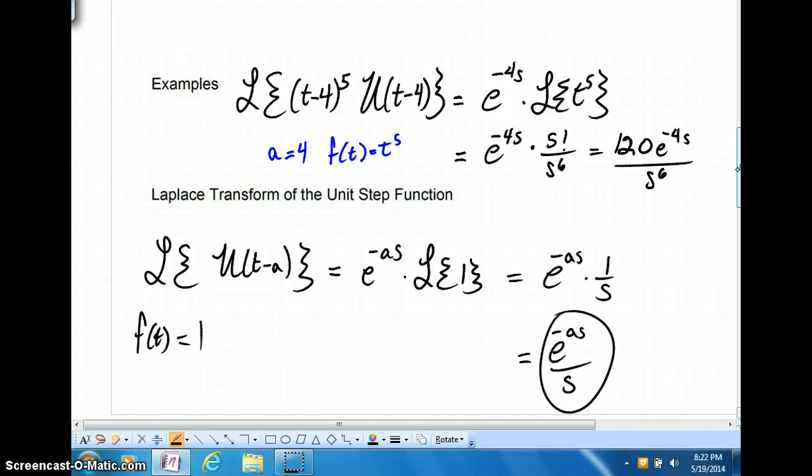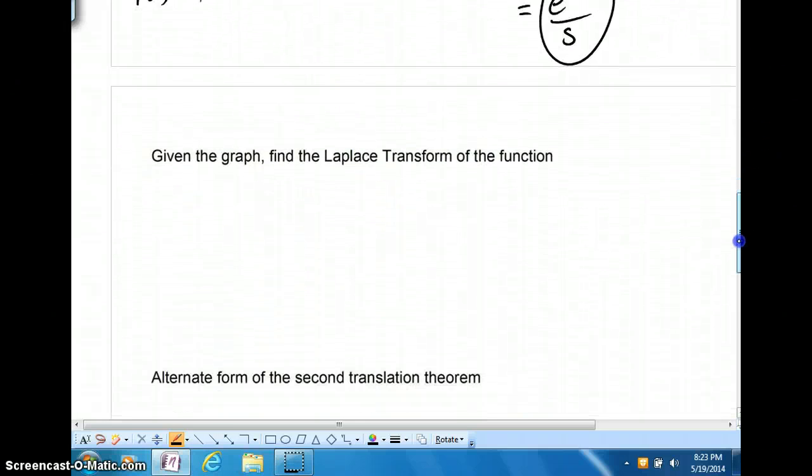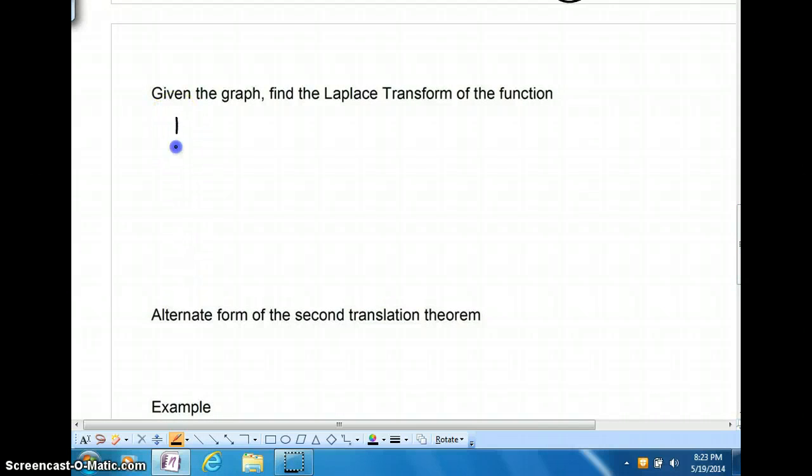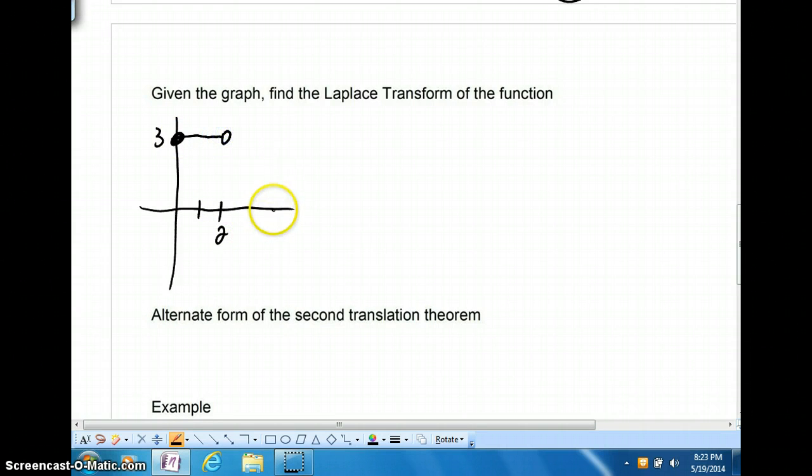Okay, now if we were to go to the second page, we could very quickly come up with the following graph. Given this graph, let's just say that we're starting off at 3, and this is going to be a constant step of 3 until we get to t equals 2. Then all of a sudden we jump down here to negative 2, and we'll be here until we get up to 3. But then from 3 onward, we'll be on the t-axis.